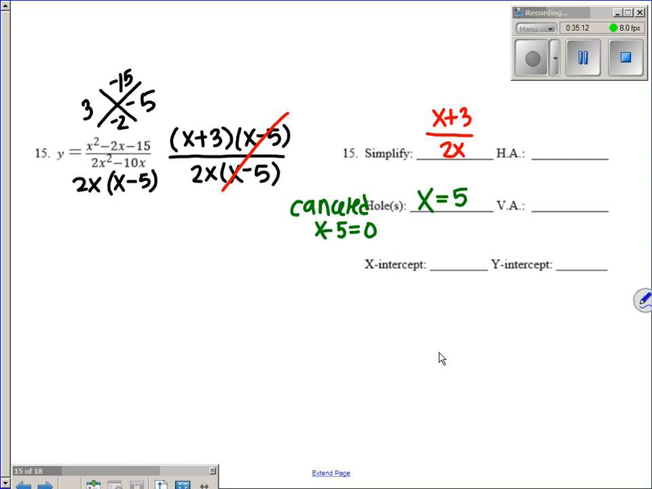For the x-intercept, you set the top equal to 0. The top is x plus 3. So again, to solve for x, we're just subtracting 3. So x equals negative 3.